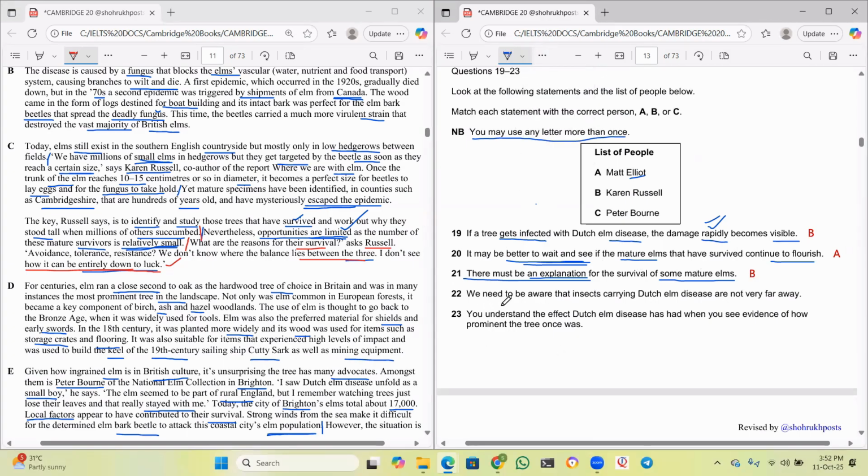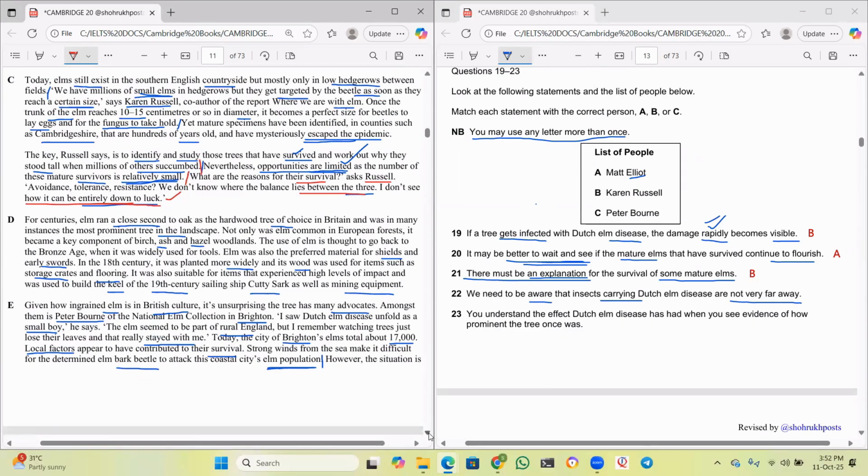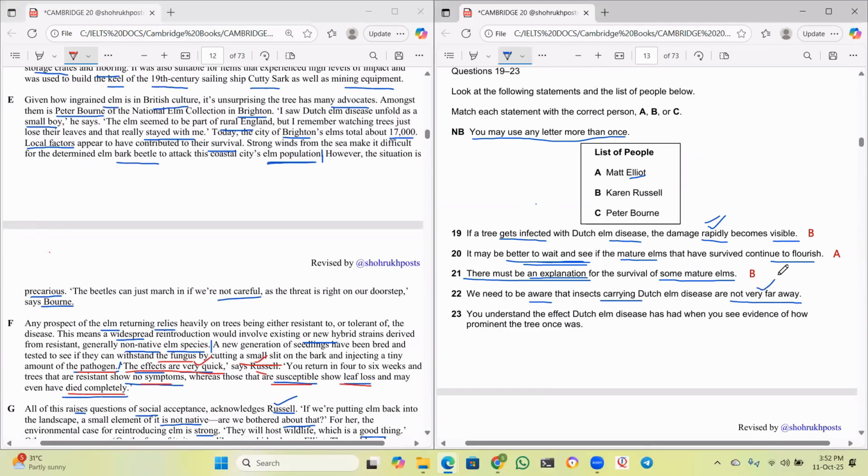Next one. We need to be aware that insects carrying Dutch elm disease are not very far away. Yes, we have read it in the last but one paragraph, I guess. Who said it? Look at the last sentence of paragraph E. The beetles can just march in if we are not careful, as the threat is right on our doorstep. So the threat is right at the doorstep. They are not very far. They can march in any time if we are not careful. Now, who said this? Peter Byrne. Yes, C. So our answer for 22 should be C.